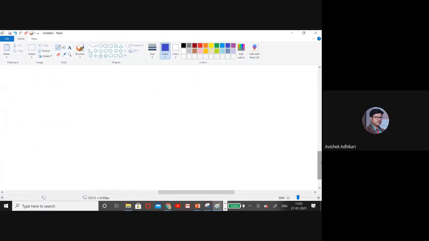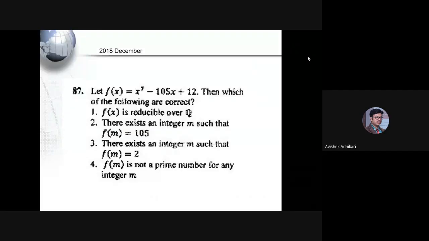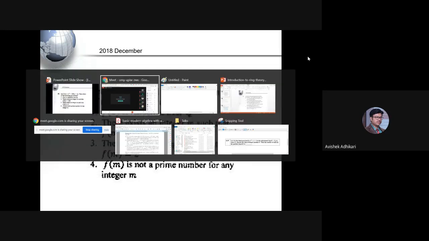So his argument is like this. He considers a polynomial. The first point was that f(x) is irreducible over Q. It follows from Eisenstein's criterion, right? Take p to be 3, and then 3 divides, okay, let me put x to the power 7.